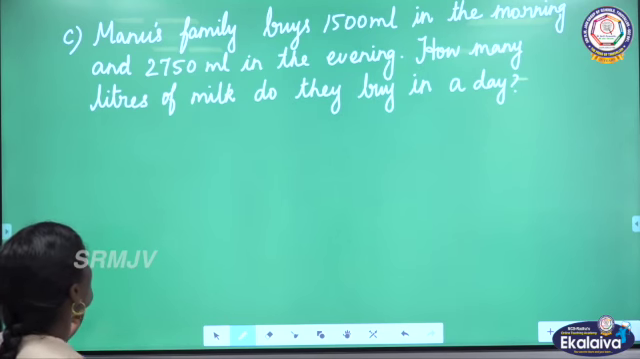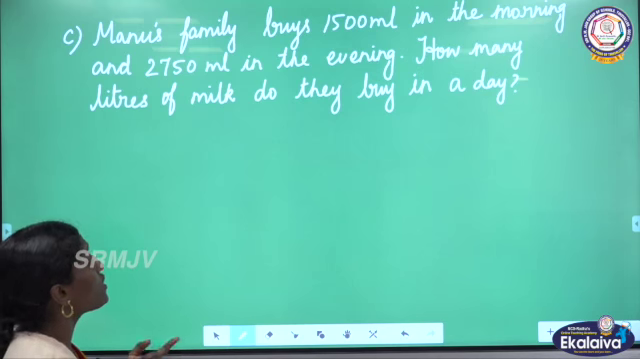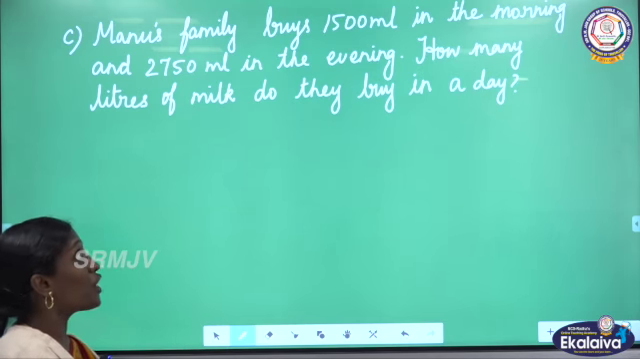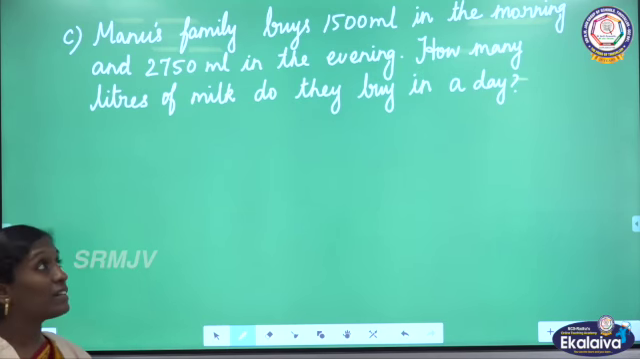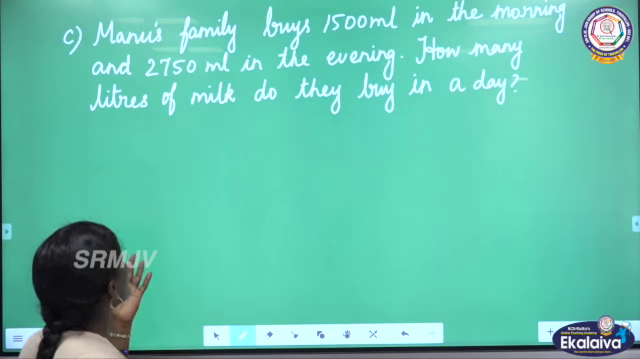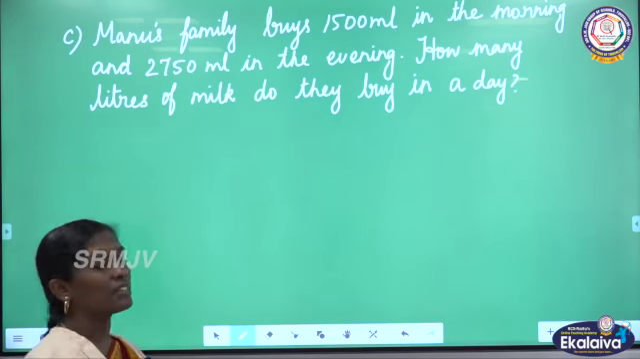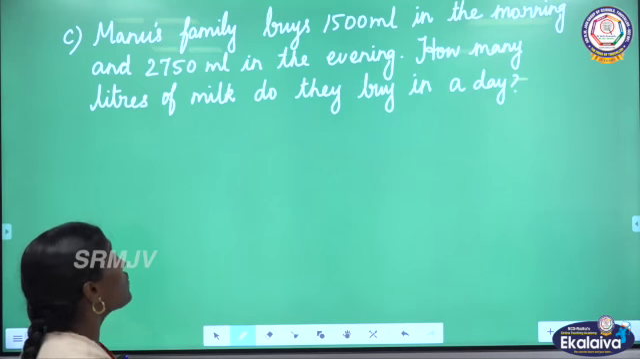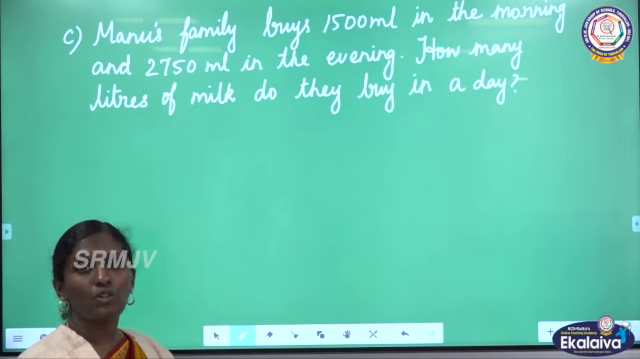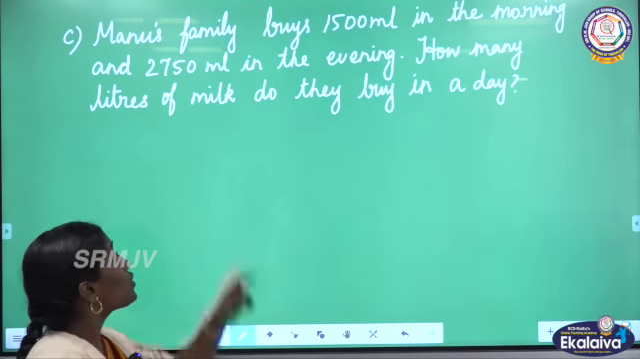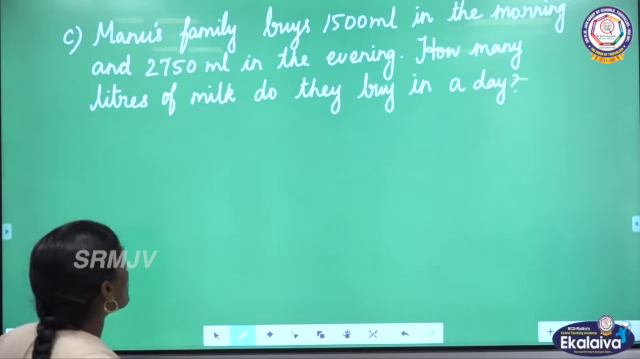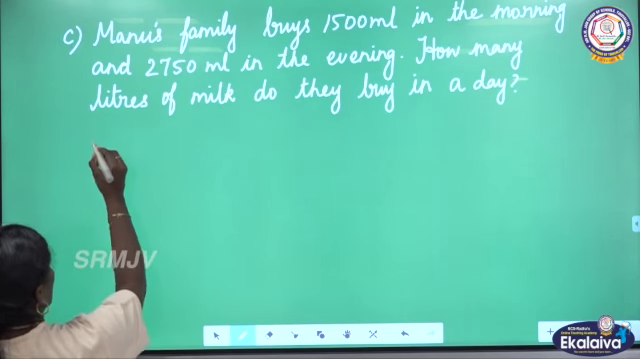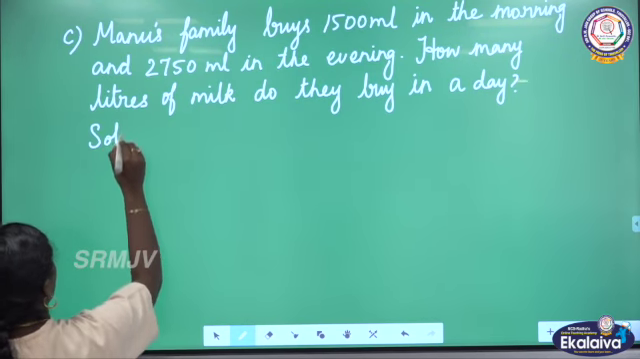Then the next one: Manu's family buys 1500 milliliter of milk in the morning and 2750 milliliter in the evening. How much liter of milk do they buy in a day? Morning they are buying 1500, in the evening they bought 2750 milliliter. For that we have to find the total capacity of milk they bought. So we have to add these two. Okay, so let us start the solution.